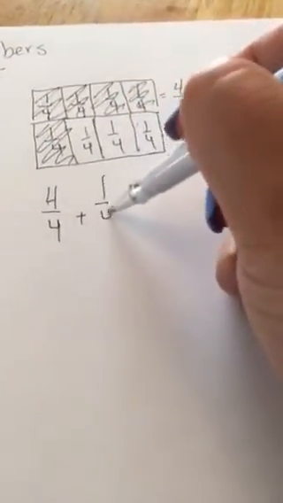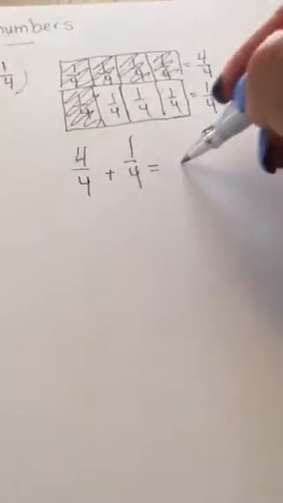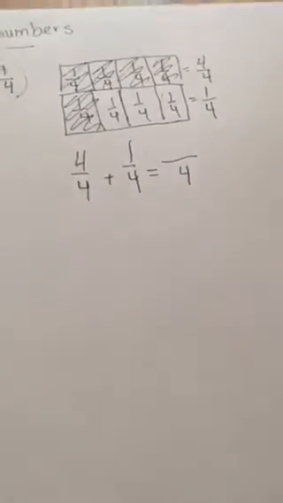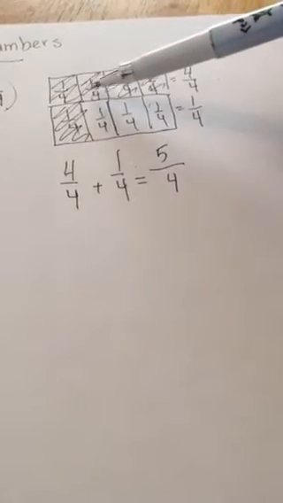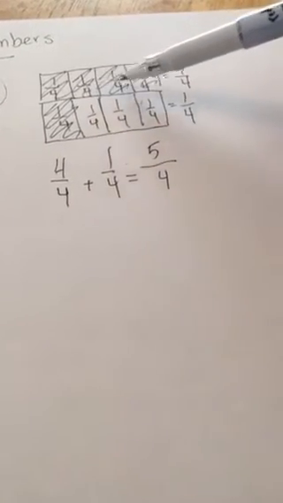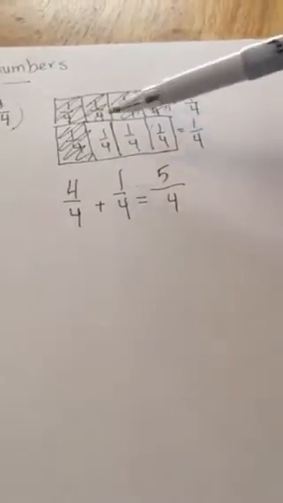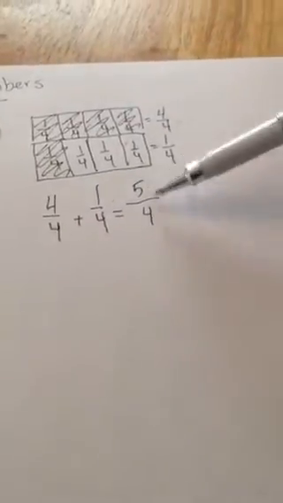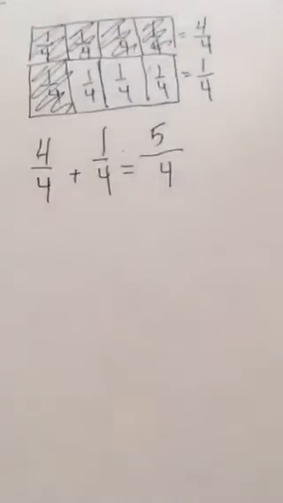So now in order to make it an improper fraction, I'm going to add these two. 4/4 plus 1/4. And we know that when we're adding fractions, the denominator stays the same, and for the numerator, we add only the numerators. 4 plus 1 equals 5. And if I look here, I can count 1/4 plus 1/4 plus 1/4 plus 1/4 plus 1/4 equals 5/4. So I just made a mixed number into an improper fraction.